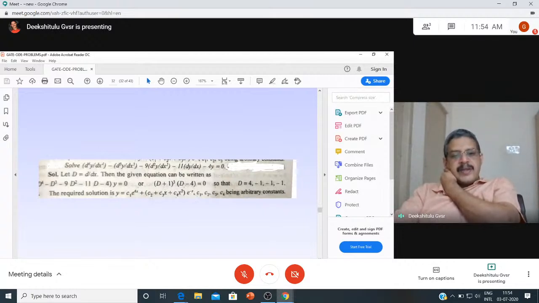How many times the root is repeated, that many terms we get here. How many times? 1, 2, 3: 3 times it is repeated, so we get 3 terms corresponding to m = -1. So your complementary solution is c1 e^(4x) + (c2 + c3x + c4x^2) e^(-x), and c1, c2, c3, c4 are arbitrary constants.